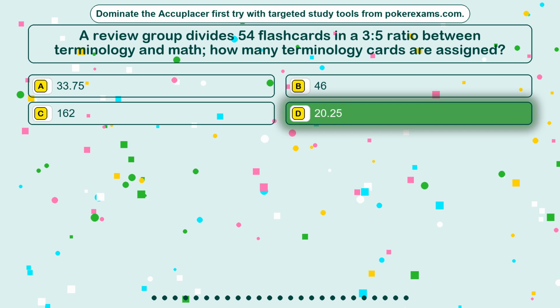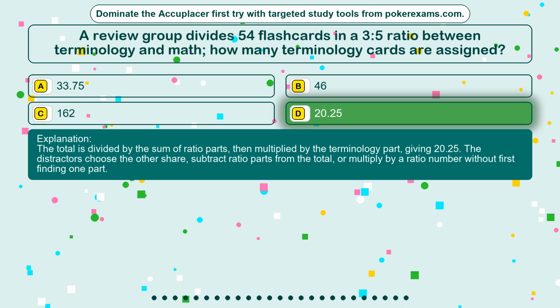The correct answer is option D, 20.25. The total is divided by the sum of ratio parts, then multiplied by the terminology part, giving 20.25. The distractors choose the other share, subtract ratio parts from the total, or multiply by a ratio number without first finding one part.